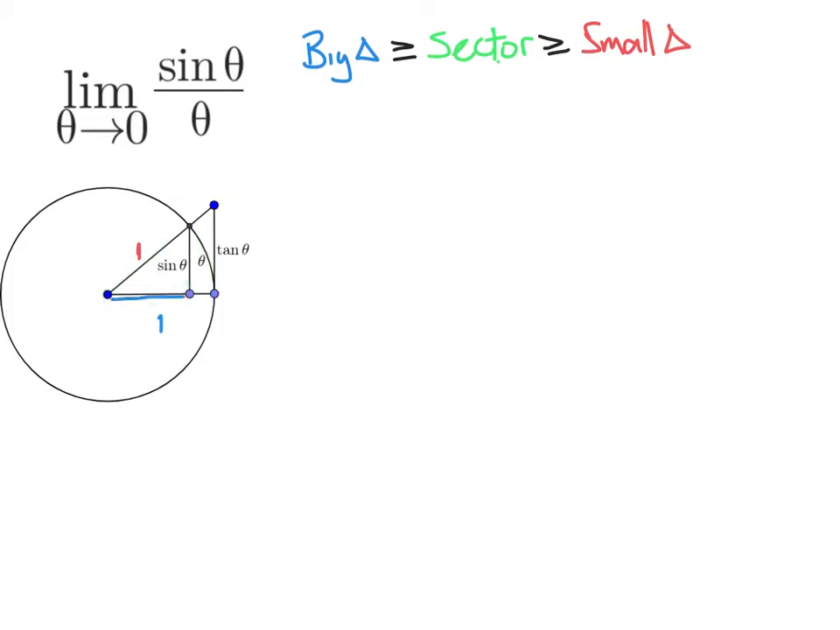So let's go back and take a look at the big triangle. Right. Area is going to be 1/2 base times height. So that's going to be tangent of theta over 2.